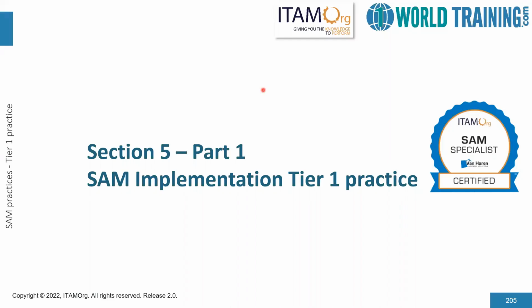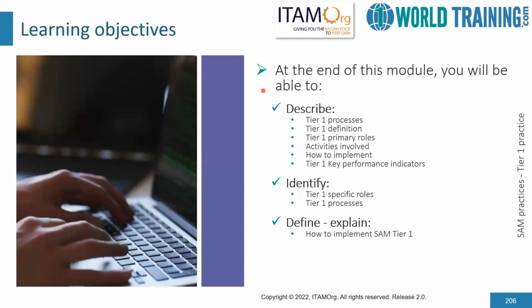We are now in Section 5 of the ITAM SAM certification training course. Section 5 is split into two parts, and Section 5 is about SAM implementation for Tier 1. In Section 5, we will cover the Tier 1 processes, the definition, the primary roles, the activities, how to implement it, key performance indicators, processes.